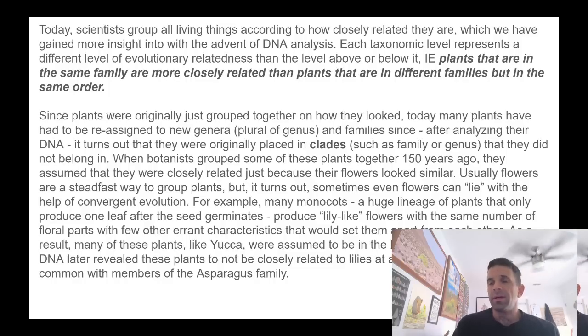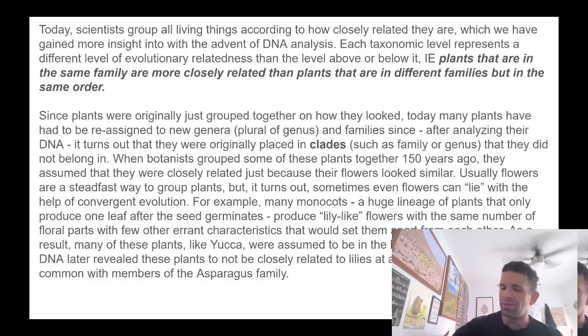And if you look at a yucca flower and the flowers of some other plant species in the asparagus family, you can kind of see, yeah, it kind of looks like a lily. It does kind of look like a lily flower. All right, so I guess I get it to an extent.